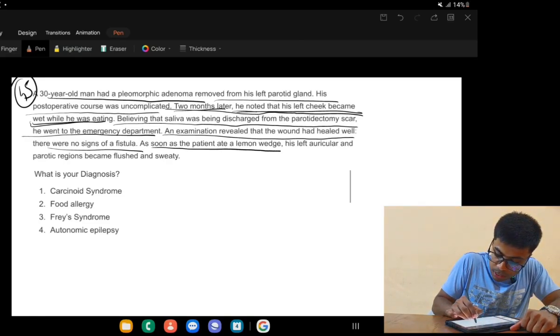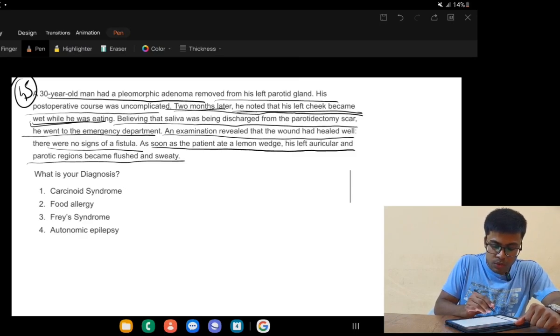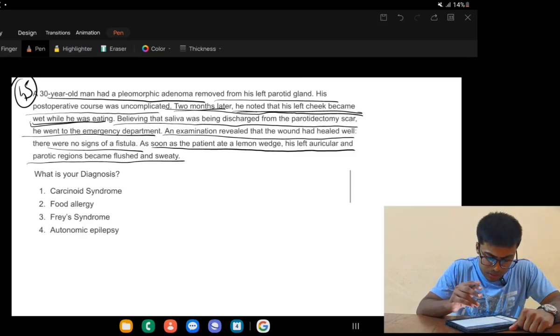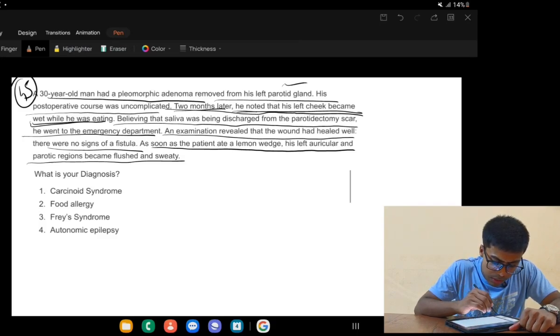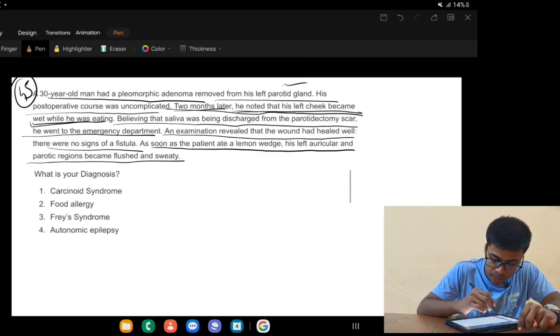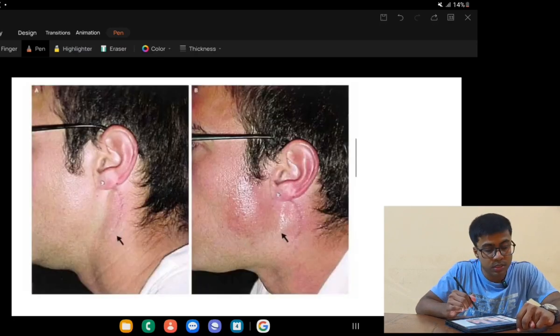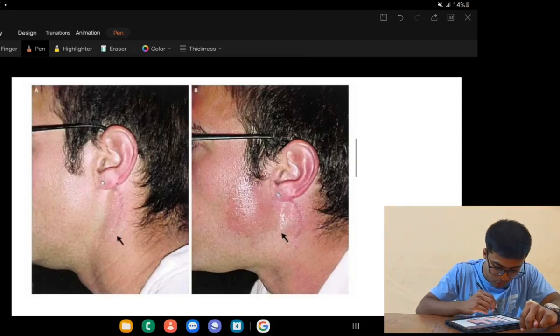As soon as the patient ate a lemon wedge, his left auricle and parotid region became flushed and sweaty. What is the diagnosis? A diagnosis like this is easy since it's related to the parotid, left side. Only one side is involved. Post-operative course was uncomplicated. Cheek became wet while he was eating. Excessive sweating. Fistula, no signs. So it's Frey syndrome. But if they add an image like this, then it's a short Frey syndrome question.